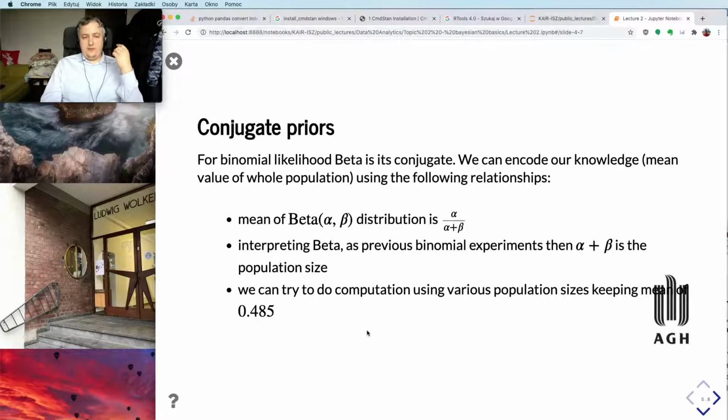So we know that the mean number of births will be given here, and the population size will be alpha plus beta. So we can constrain this population size. We constrain the mean and just modify the population size and see how our experiment's interpretation compares to the changing previous experience. So we have a bigger experience, we have good prior information, and how this good prior information from a varying number of births influences our computation.